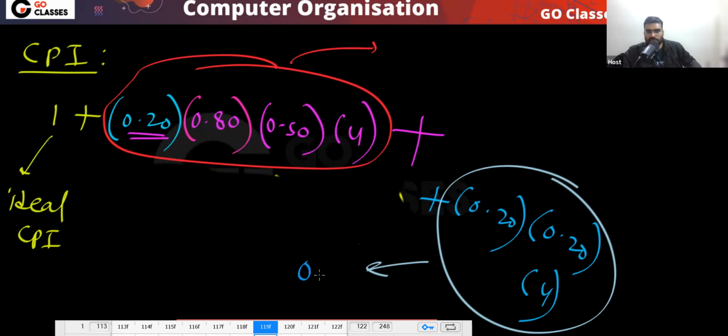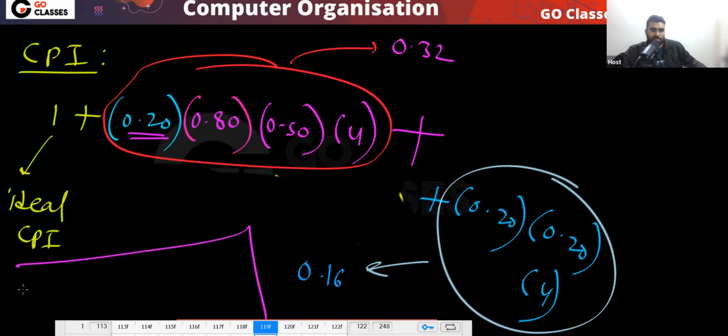Okay, so this is 0.16. Divided by 100, that will be 0.16. Okay, so that is 0.16. And what is this value? This one is 0.32. Total, what is this? So what is the total CPI?